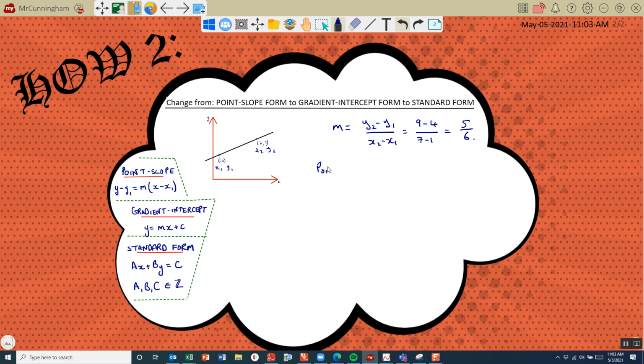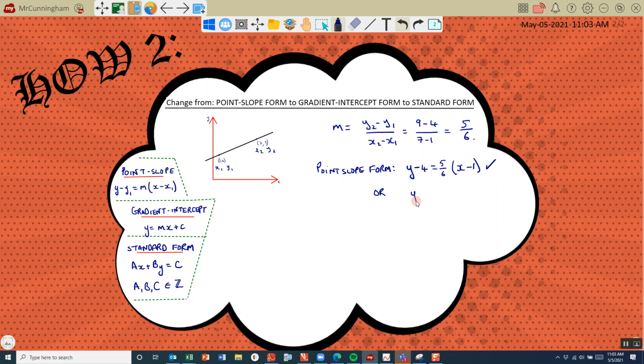So my point slope form is going to be nice and straightforward. y take away. Now I need a point on the line. I can use any point I want. So I'll pick this one. So y take away, actually I'll use this one. I'll do it both ways. y take away y1, so that's y take away 4, is equal to the gradient, 5/6, bracket x take away x1, and x1 is 1. And that is in point slope form.